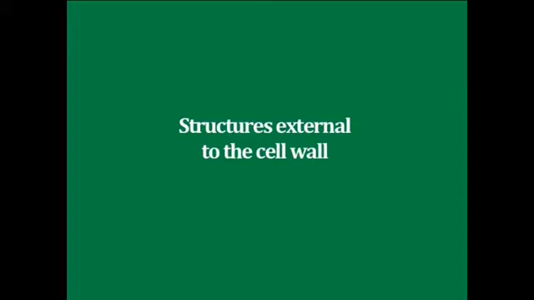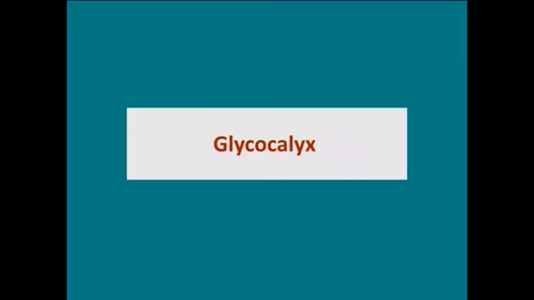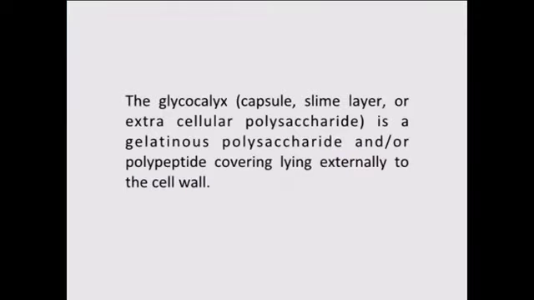Next, let us see the structures external to the cell wall. The first structure is glycocalyx. The glycocalyx, also called capsule or slime layer or extracellular polysaccharide, is a gelatinous polysaccharide and/or polypeptide covering lying externally to the cell wall. The exact chemical composition varies depending on the species. Capsules may protect pathogens from phagocytosis and enable adherence to surfaces, prevent desiccation and may provide nutrients.